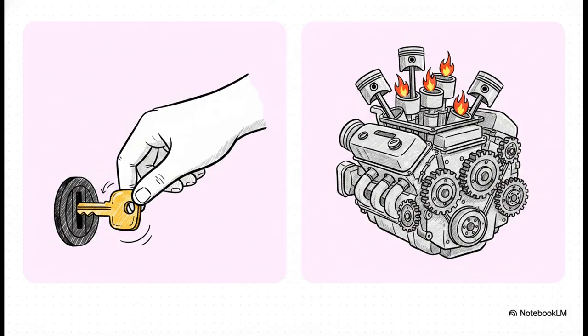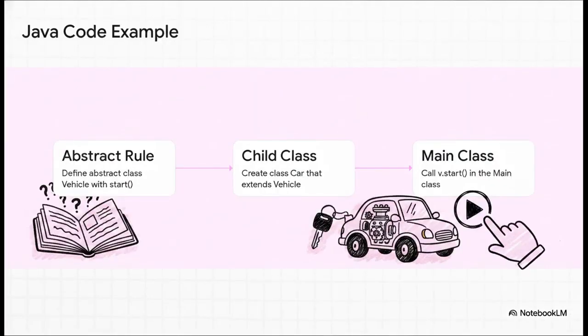But look at what's constantly happening inside the car. The starter motor cranks, the engine works, fuel burns at rapid rates, and thousands of intricate metal parts move in perfect, explosive synchronization. You don't see any of that. And honestly, you don't want to see any of that. You just see turn key, car goes. Okay, let's look at how this exact car scenario looks when translated into Java code.